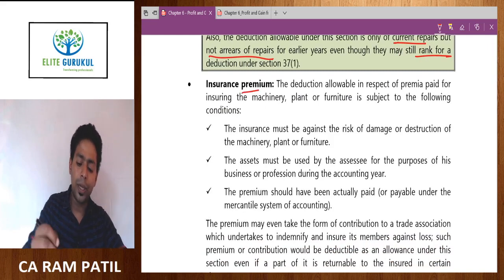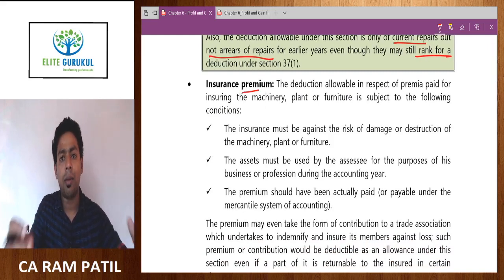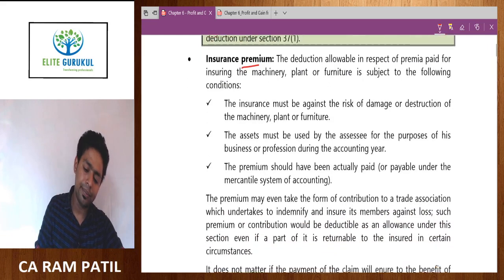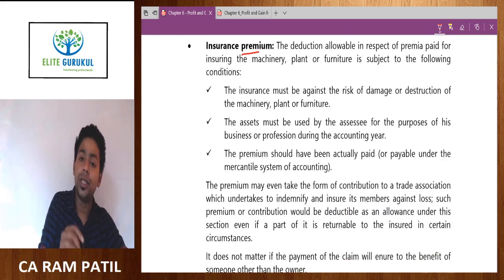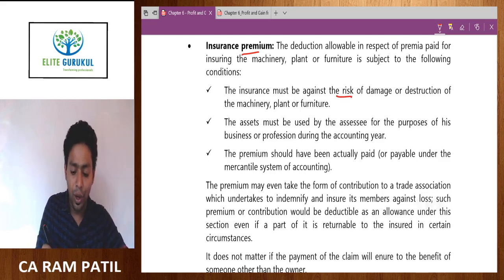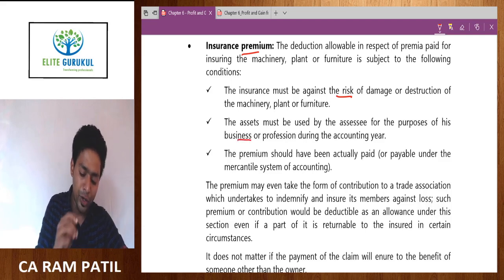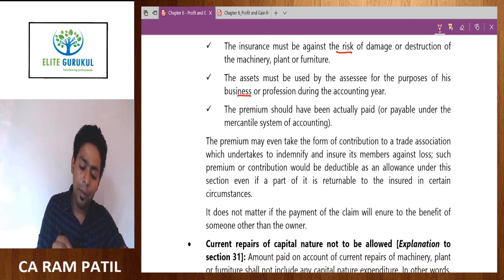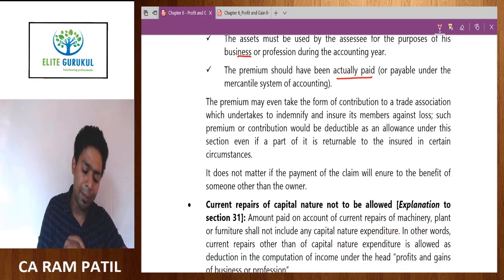Insurance premium, obviously we are talking about insurance of plant and machinery and furniture here, is subject to the following conditions. Insurance must be against the risk of damage or destruction of the machinery, plant and furniture. The asset must be used by the assessee for the purpose of his business or profession. Premium should have been actually paid or payable under the mercantile system of accounting. The premium may even take the form of a contribution to a trade association which undertakes to indemnify.